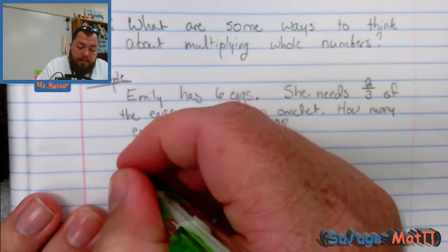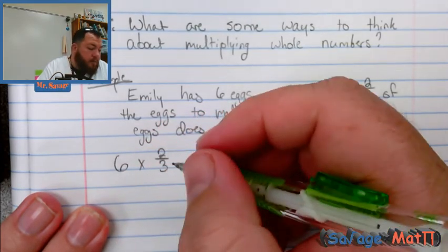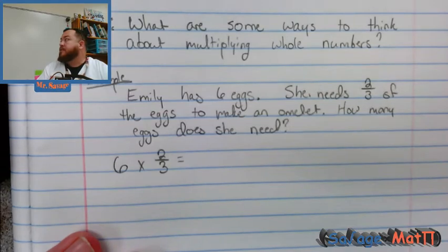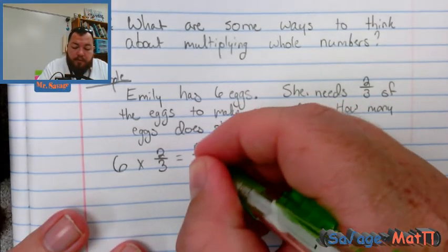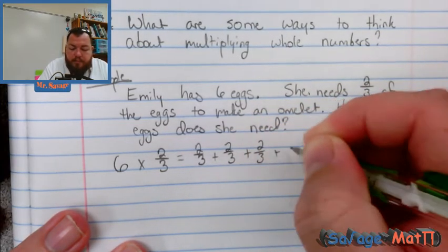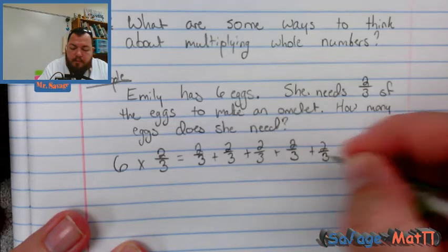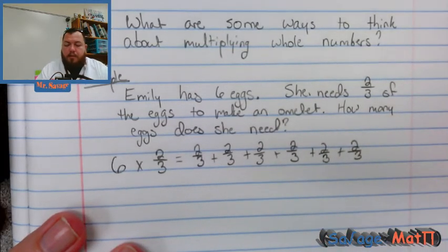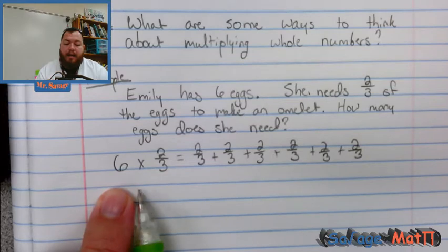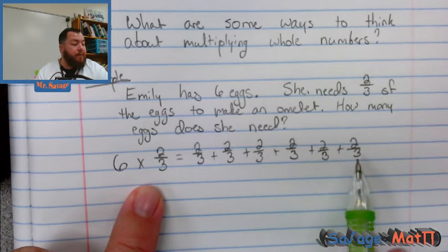So if you're not done copying, let's just watch how we would solve this. The way we would write this problem is 6 times 2/3. And that basically equals that we have 2/3 6 times. And I could write that out long form. I could do 2/3 plus 2/3 plus 2/3. So when I say 6 times 2/3, that means I have 2/3 6 times, and it's equivalent. So 1, 2, 3, 4, 5, 6.